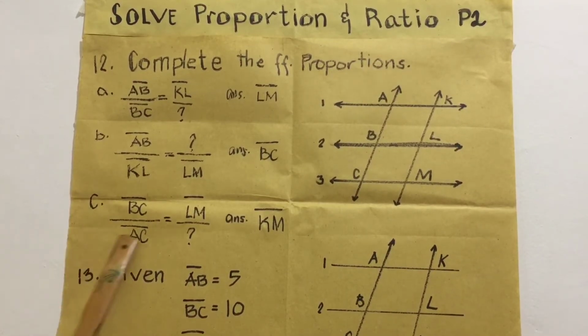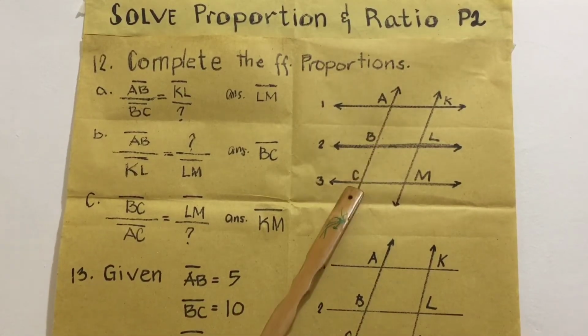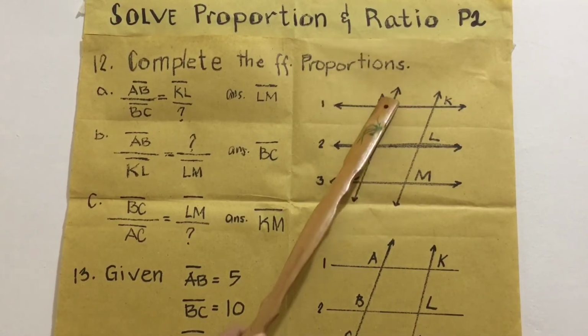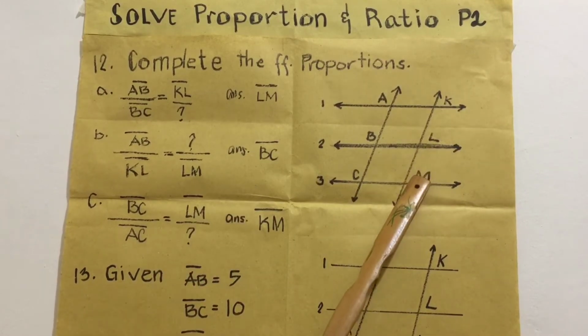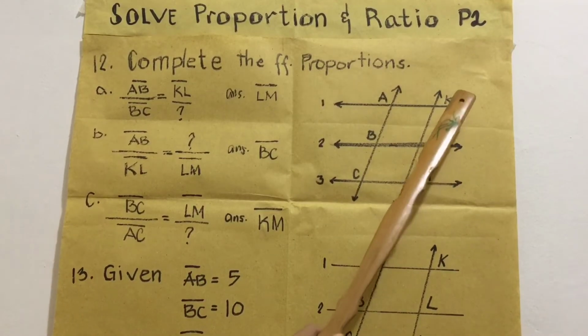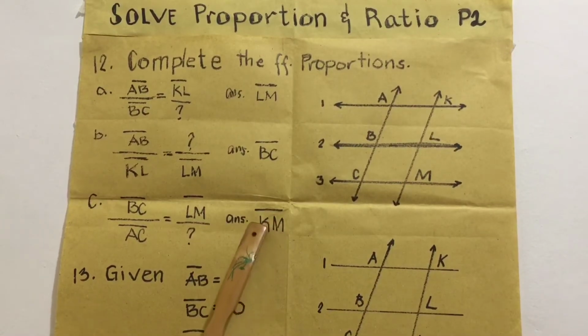Next, letter C, segment BC over segment AC. So we're going to look for segment BC here, then over segment AC here, then equals segment LM over, it should be KM. So that's why the answer here is segment KM.